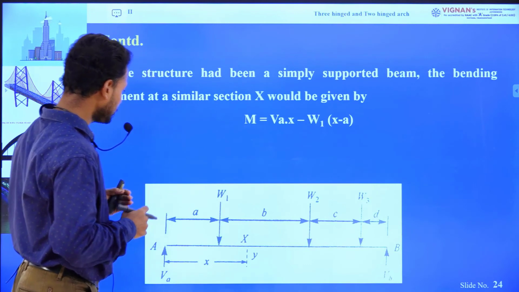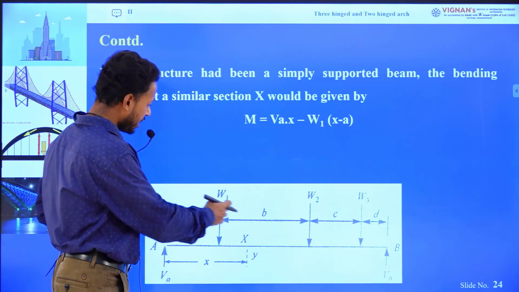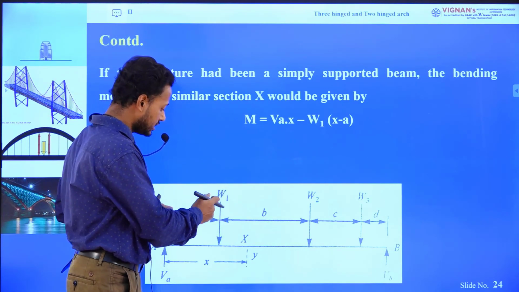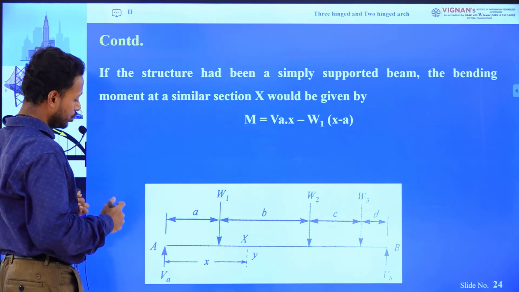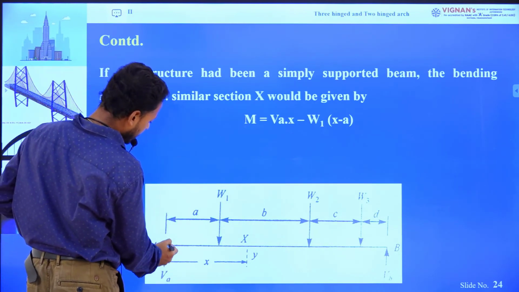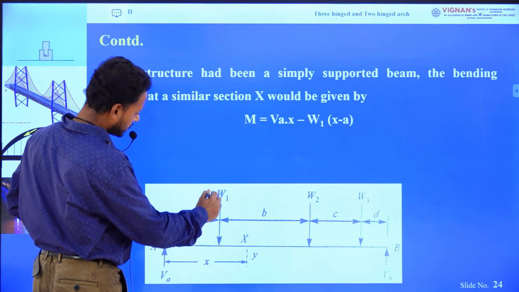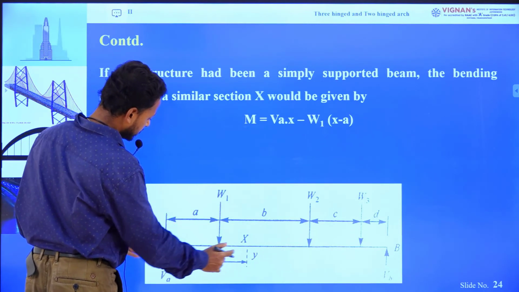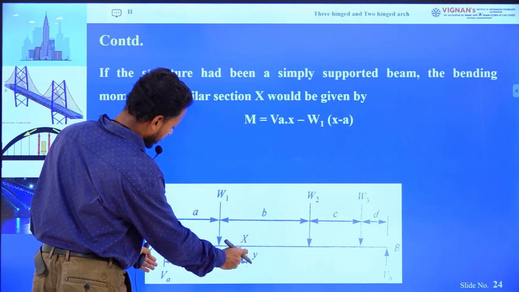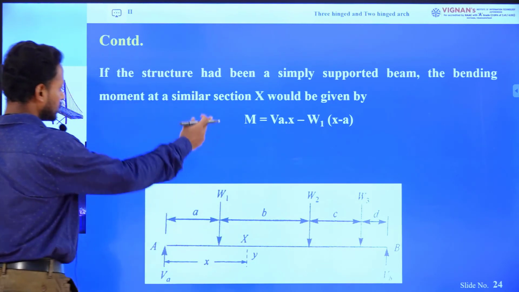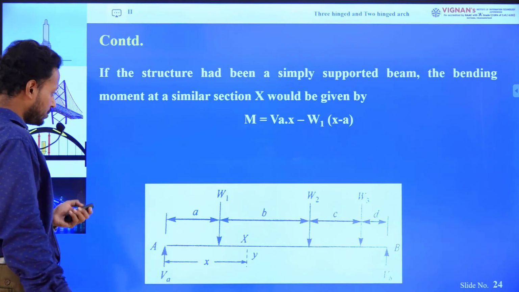Okay. So now at the same length, same load, same cross section, we will calculate the bending moment of a simply supported beam. So we have VA into X minus W1 into X minus A. This is X, this is A. So this distance we have to calculate, X minus A. So VA into X minus W1 into X minus A.